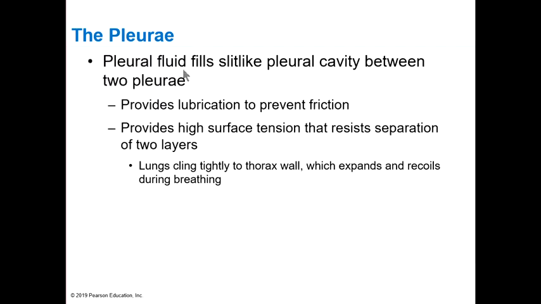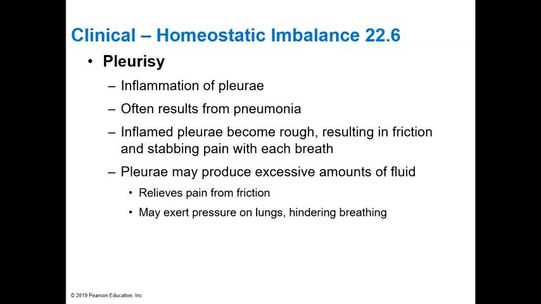So the pleural fluid, which is serous fluid, will fill in that cavity in between those two layers, the visceral and parietal. It's going to provide lubrication. It's going to prevent friction from organs moving in our thoracic cavity. It provides high surface tension that resists the separation of the two layers. It keeps the lungs inflated, which we'll see in a short period of time.